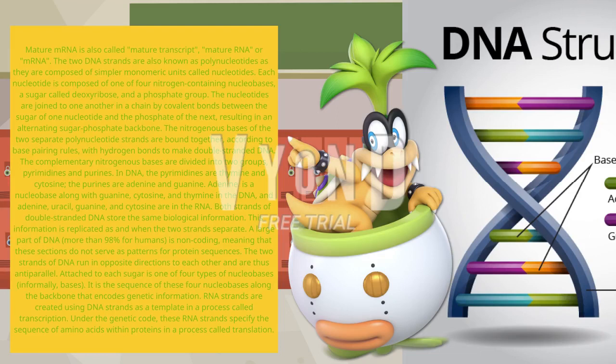The nitrogenous bases of the 2 separate polynucleotide strands are bound together, according to base pairing rules, with hydrogen bonds to make double-stranded DNA. The complementary nitrogenous bases are divided into 2 groups, pyrimidines and purines. In DNA, the pyrimidines are thymine and cytosine. The purines are adenine and guanine. Adenine is a nucleobase along with guanine, cytosine, and thymine in the DNA, and adenine, uracil, guanine, and cytosine are in the RNA. Both strands of double-stranded DNA store the same biological information.